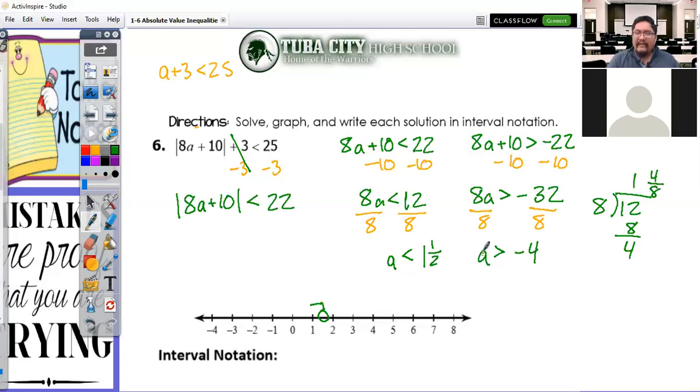And now we want a values also to be greater than -4. So mark out -4, and we want greater numbers than that. So that's going to mean that they're pointing towards each other. And if they're pointing towards each other, that's going to be an AND statement.